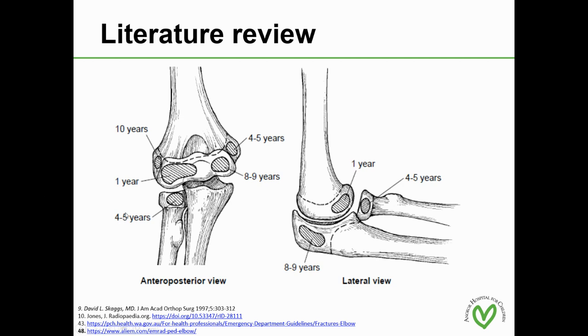So here at 4 to 5 years, we have to see the radial head. At 4 to 5 years also, we have to see the internal condyle, and the trochlea around 8 to 9. And at 9 to 10 years, the olecranon ossification center can be present in the radiograph.